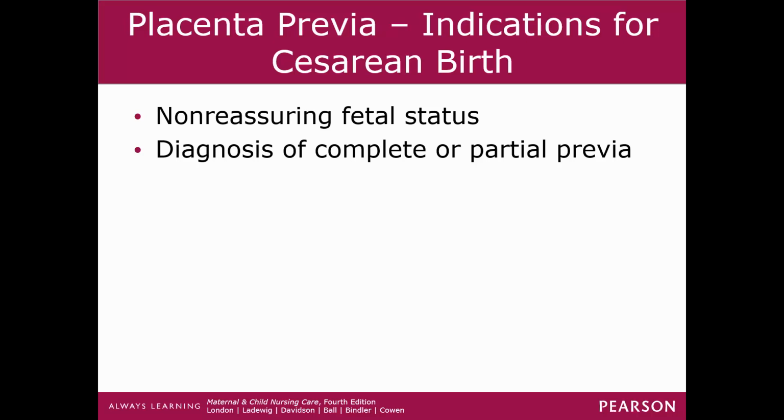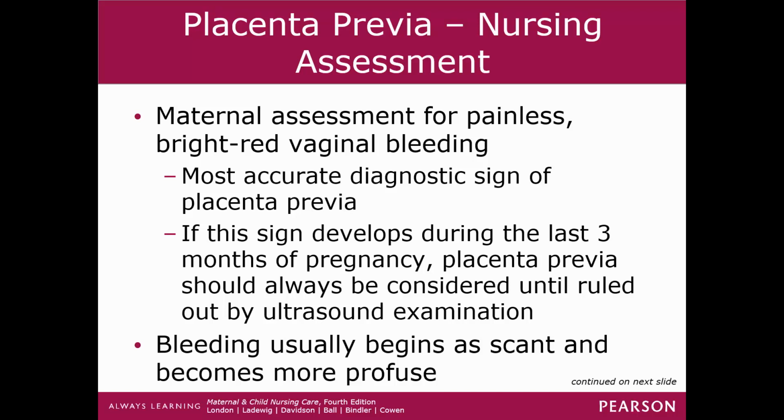So just imagine that marginal previa, the edge of that placenta is touching the edge of the cervix. As that cervix dilates and thins, it starts exposing the placenta, and then she will start having some bleeding during labor. When she has a placenta previa, she will have bright red vaginal bleeding, and it's usually painless.